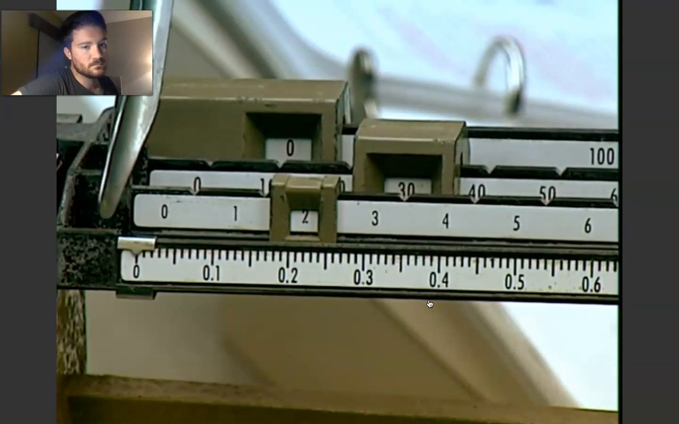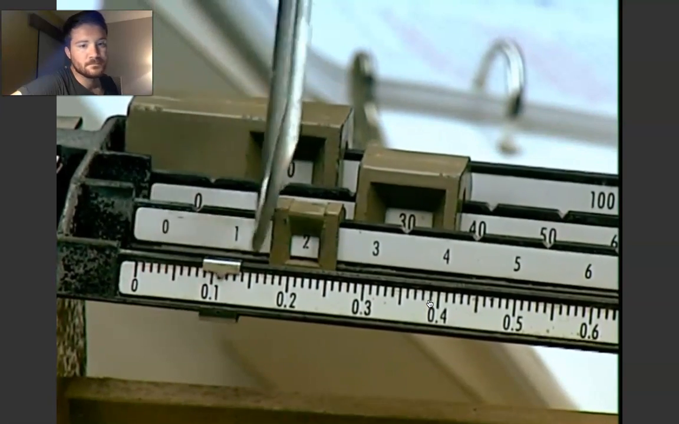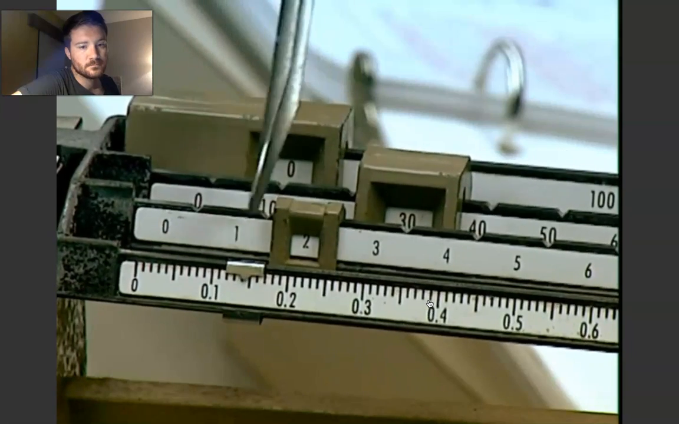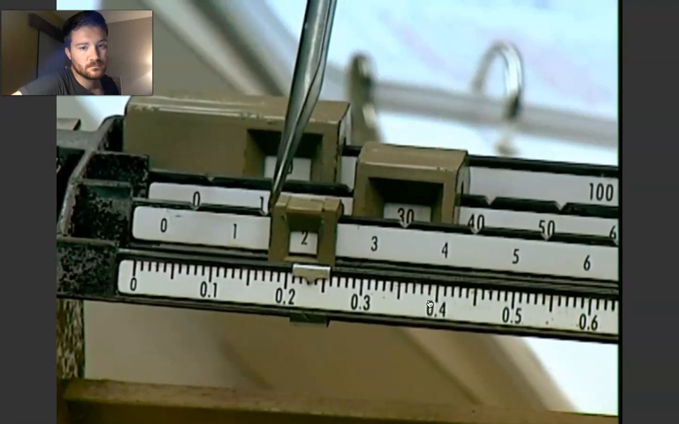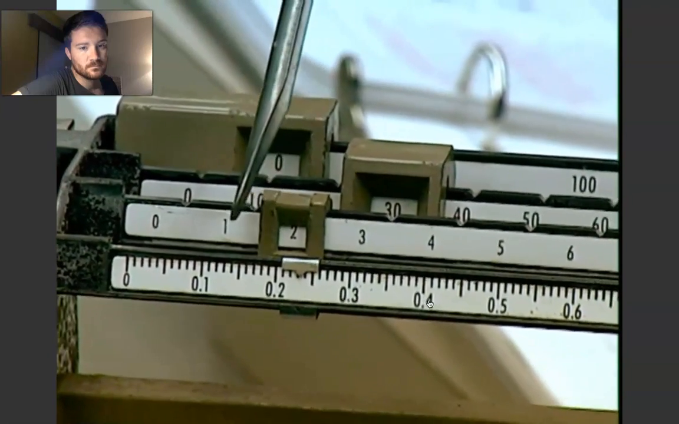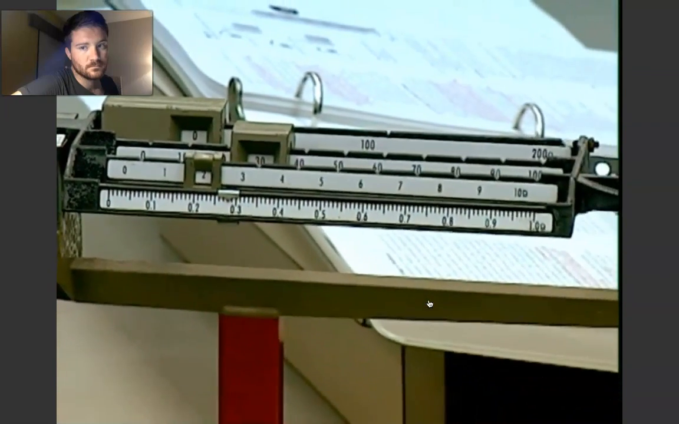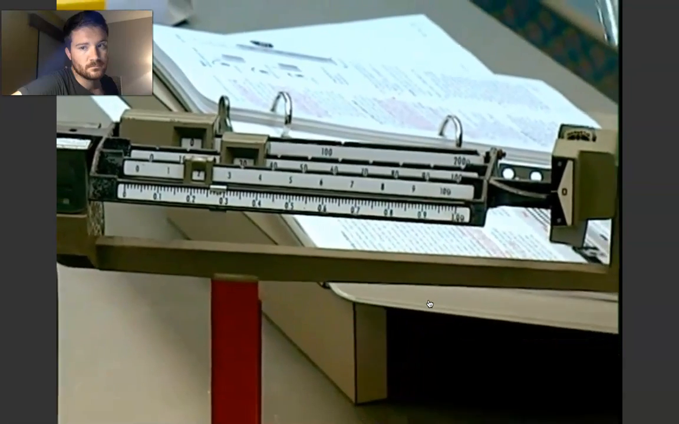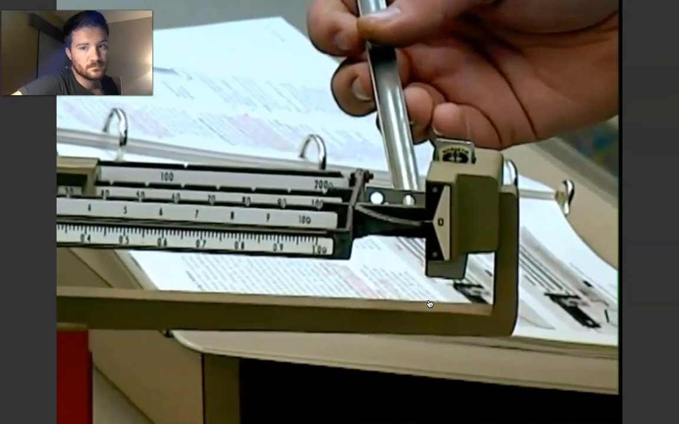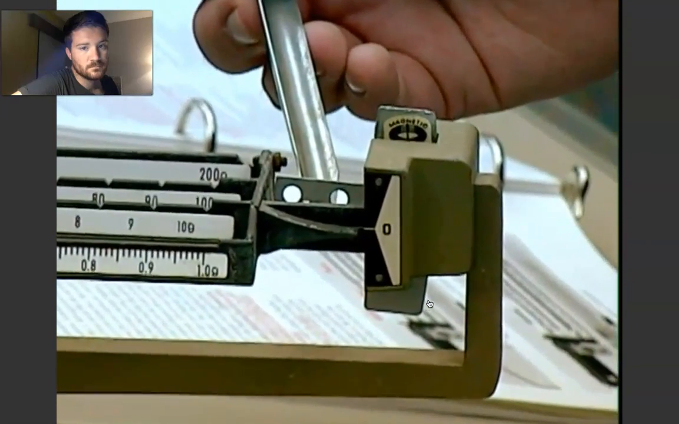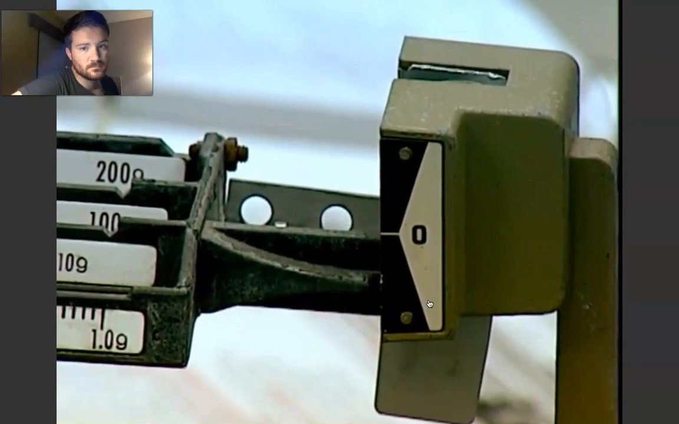So we're just going to move the slider until we get a balanced measure. And let's take a look at the needle over here and see if we're balanced. Looks like we might be a little under, so we'll just stay there until we get it balanced.